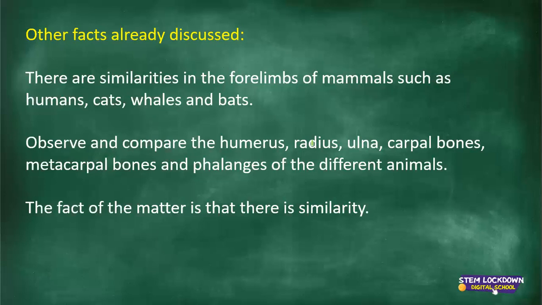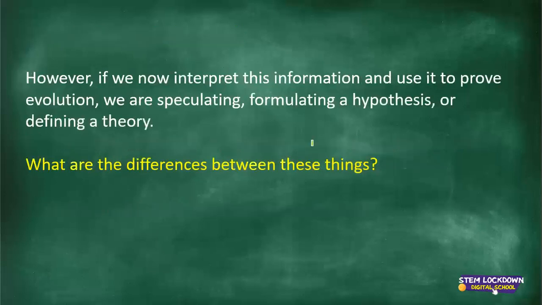That is a fact. However, if we now interpret this information and use it to prove evolution, we are speculating, we are formulating a hypothesis, or defining a theory. And what are the differences between these things?